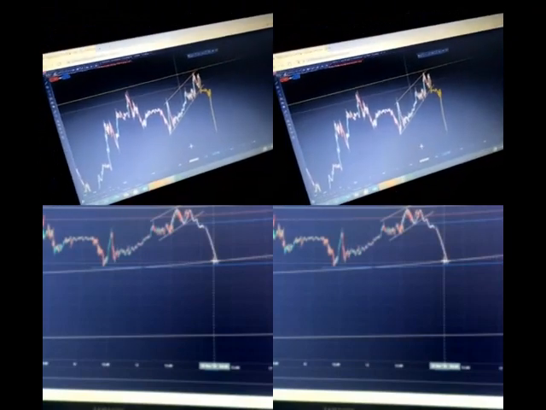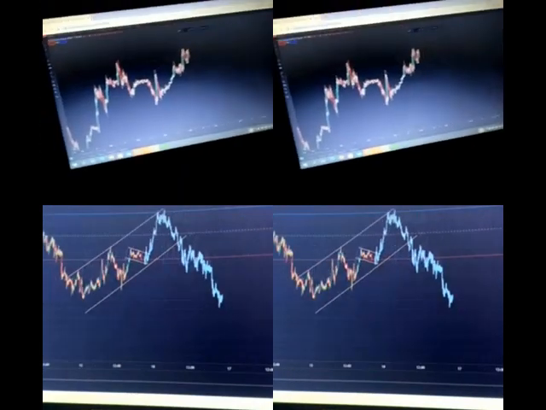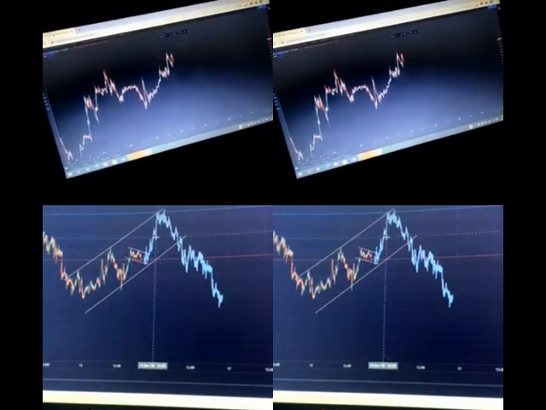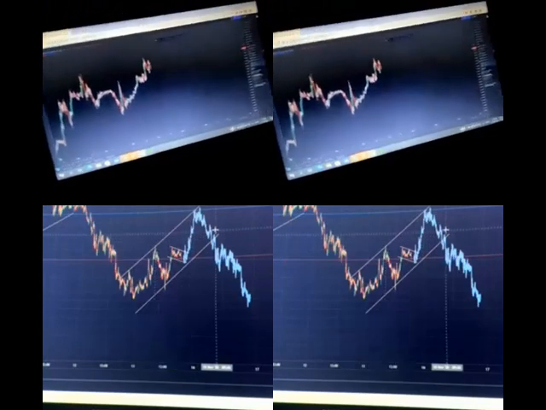Which other pair were you looking at? Top 6? Oh yeah. So my other pair is, did I show you this pair? The AUD CHF.